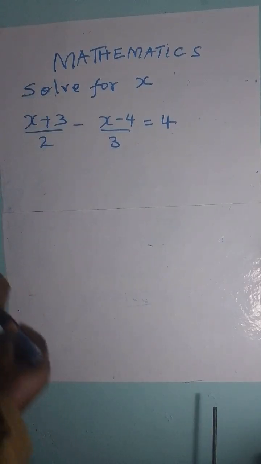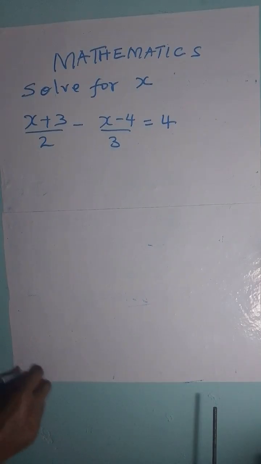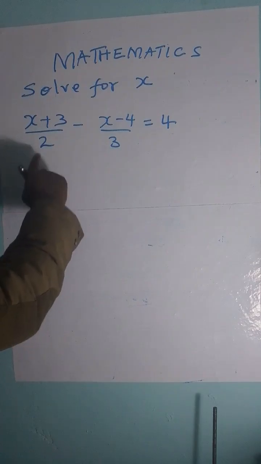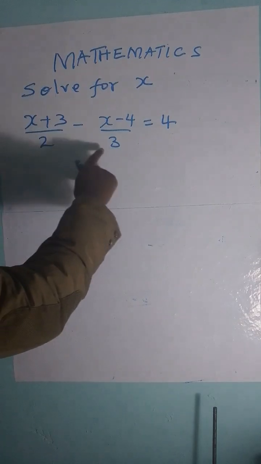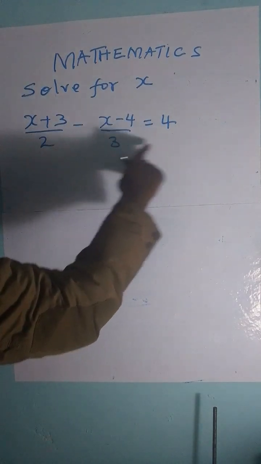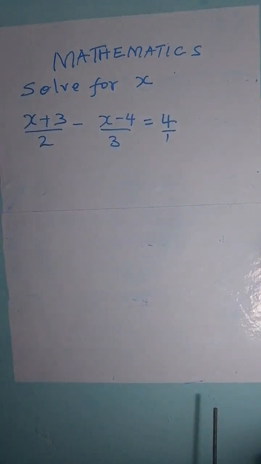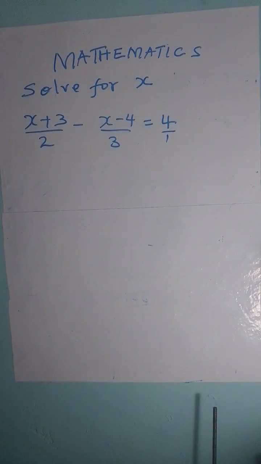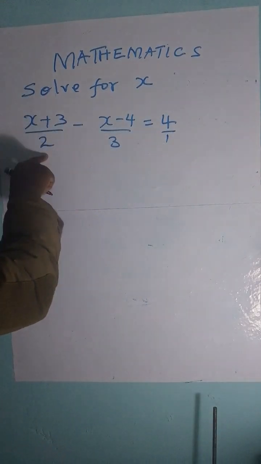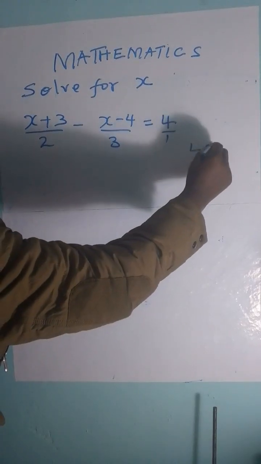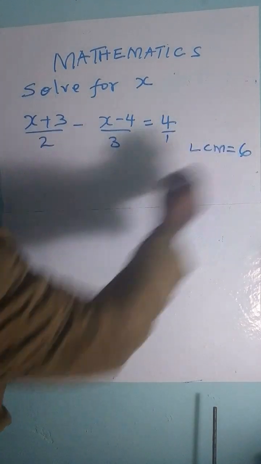Solve for x in this equation. Now look at the denominators. This does not have one, so you can put over 1 to balance that. Now find the LCM of these denominators. The LCM is going to be 6, 2 times 3. So our LCM is equal to 6.